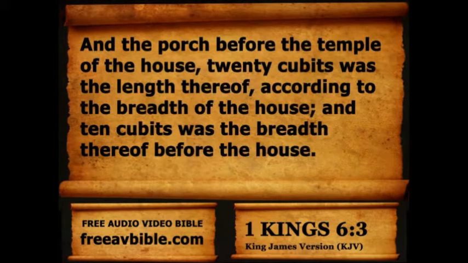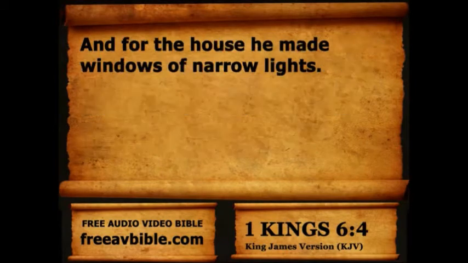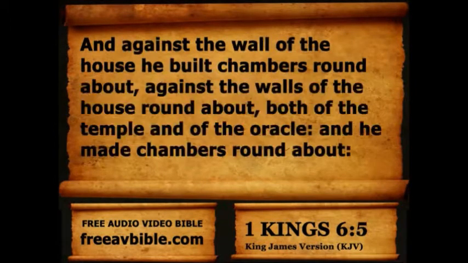And the porch before the temple of the house, 20 cubits was the length thereof, according to the breadth of the house, and 10 cubits was the breadth thereof before the house. And for the house he made windows of narrow lights. And against the wall of the house he built chambers round about, against the walls of the house round about, both of the temple and of the oracle, and he made chambers round about.